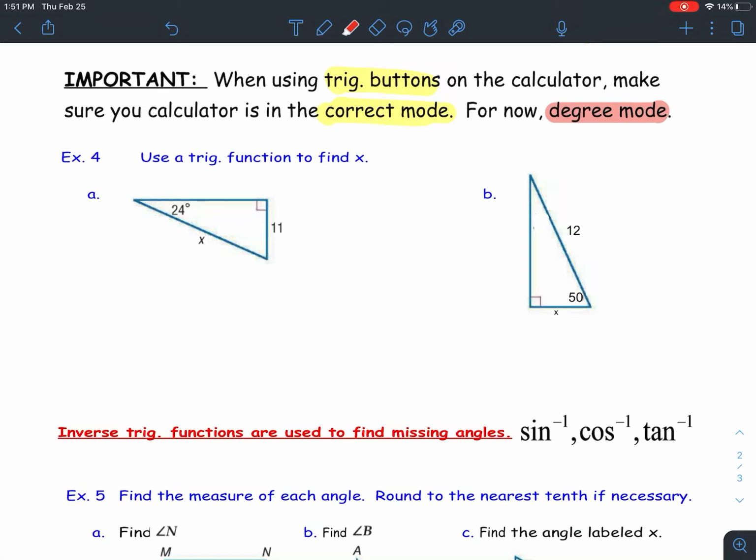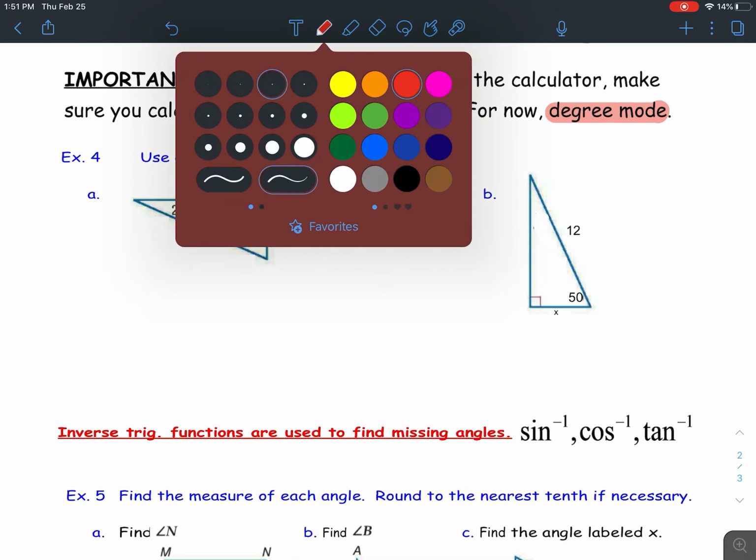The mode button is to the right of the second key. If you could press that, you'll notice a couple rows down, you'll see where you have the option of either switching it into radians or into degrees. Make sure you bump over to degrees and press enter. Okay, that'll put your calculator into degree mode.